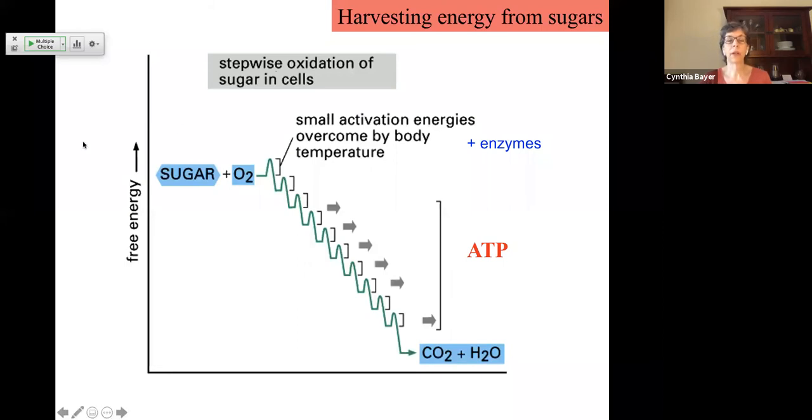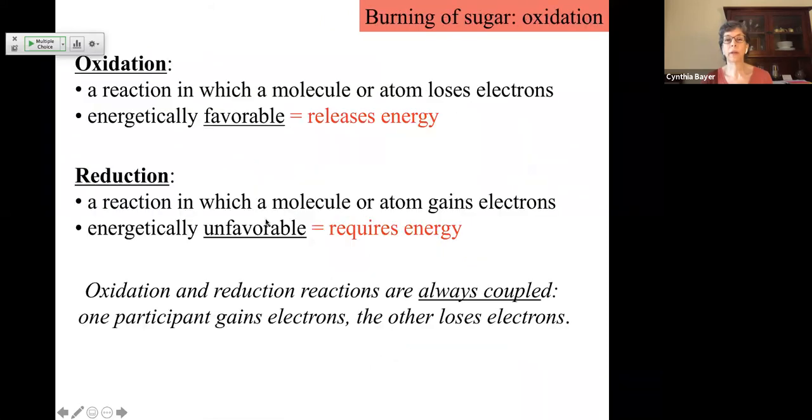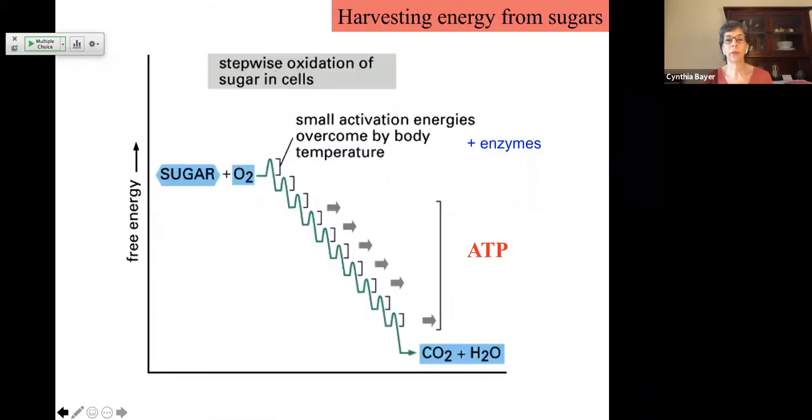So that's what we're going to be looking at in cell respiration, how a cell can extract energy into useful forms from its fuel molecules, such as a sugar molecule. Overall, sugars oxidize to carbon dioxide. The oxygen, let's go back for a second, the oxygen is reduced to water.